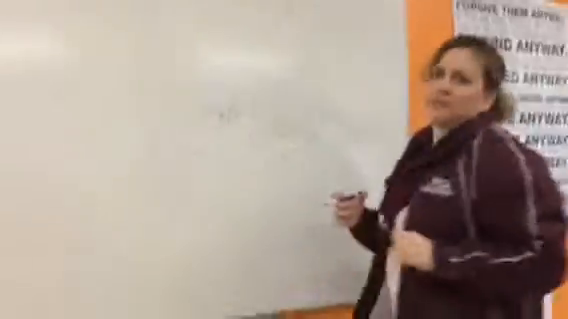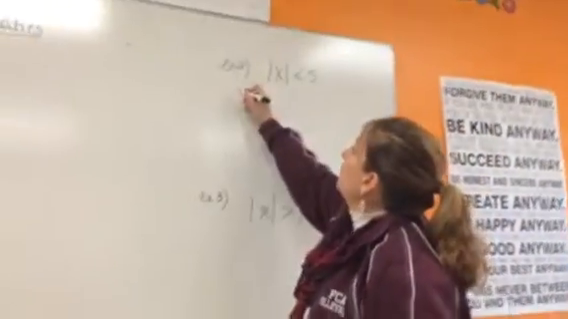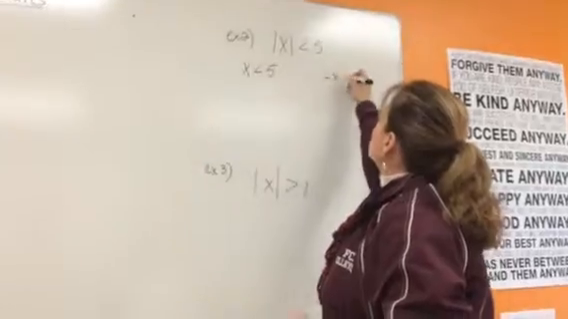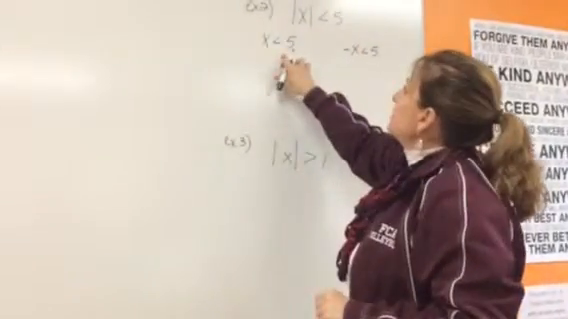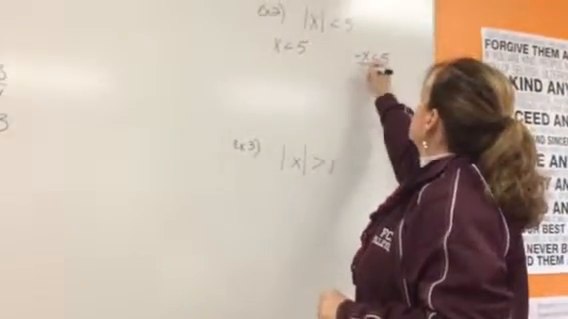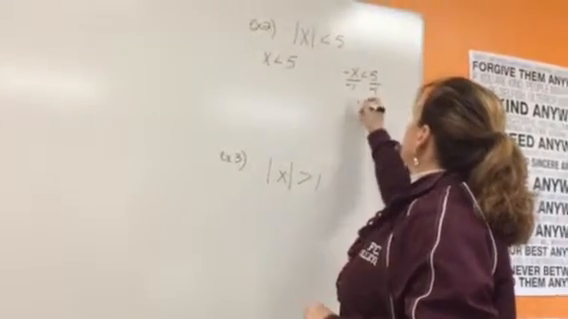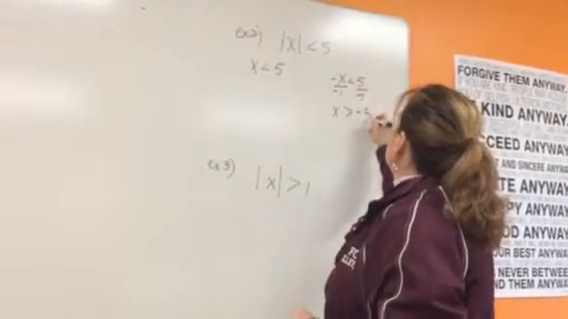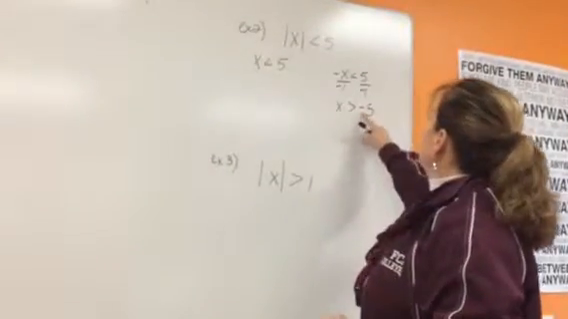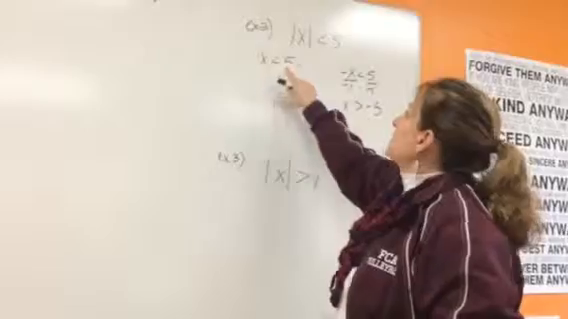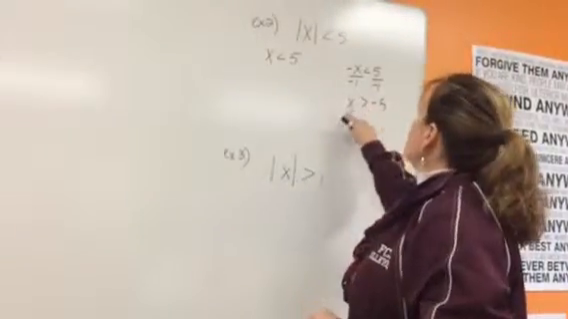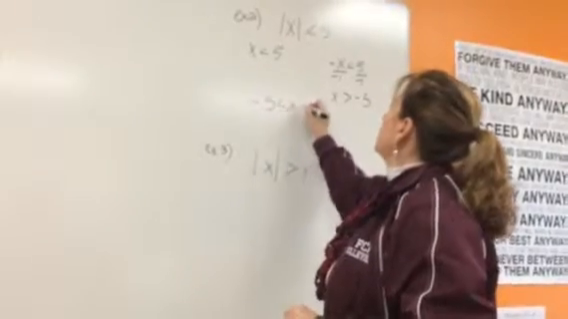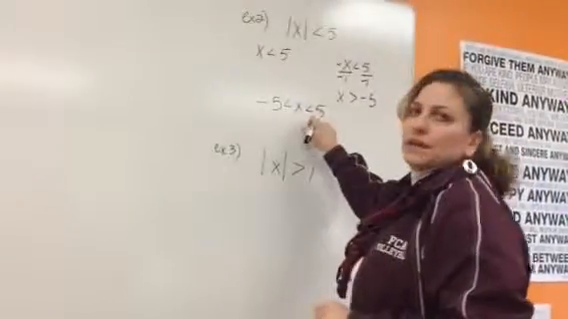Let's do the absolute value of x is less than 5, okay? So we're going to do x is less than 5, and then -x is less than 5. So x is less than 5 stays the same. We're going to divide by a negative again. Flip the sign, don't forget to do that. X is greater than -5. So I see -5 is less than x. X is less than 5. Again, if something's less than x and x is less than something, you can write -5 is less than x is less than 5, and that would be your answer.